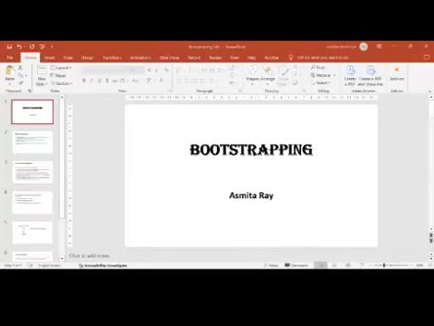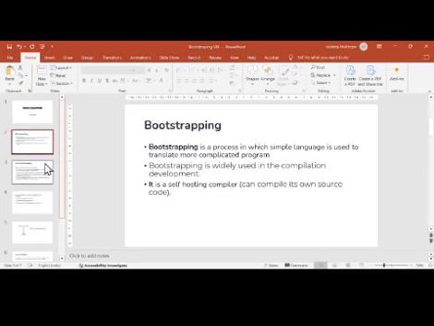Hello everyone. Today we are going to start a new topic, that is bootstrapping. First we will see what is bootstrapping. Let's start. What is bootstrapping?